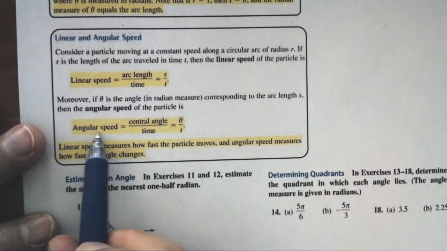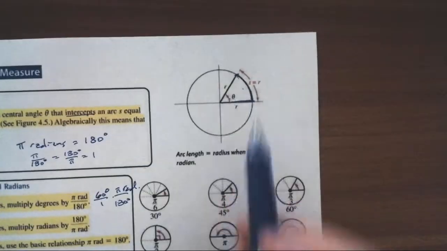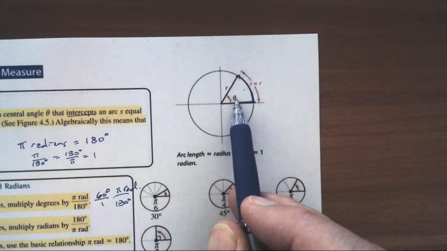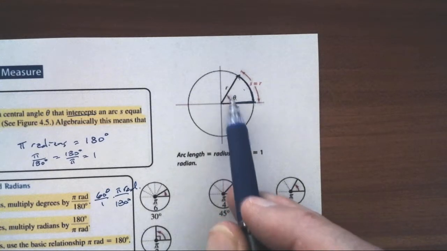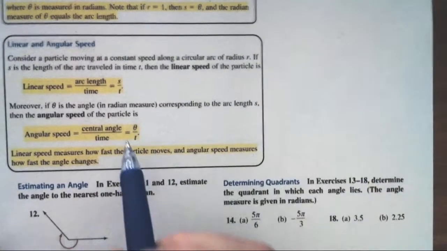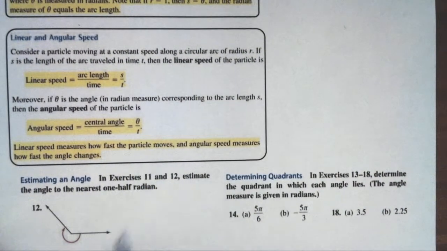And the speed of the central angle, like this central angle, is how much did the central angle change? So what is the measure of theta divided by time? Those should make some sense as well, I believe. Okay. Then we are to estimate the angle to the nearest 1/2 radian.